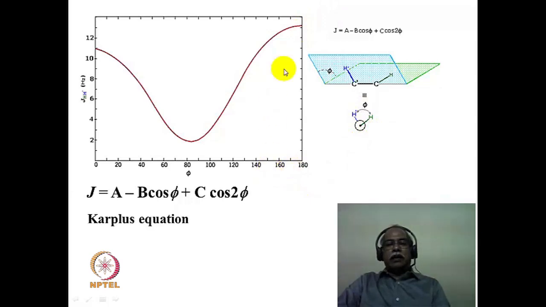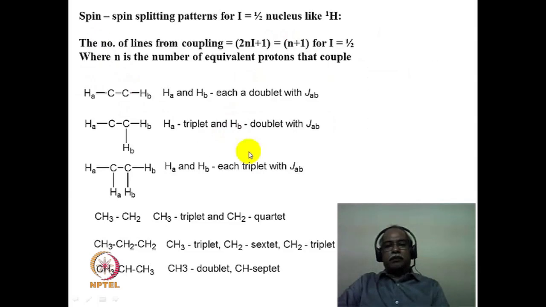In the anti-conformation, you have the maximum J value, which is roughly about 14 hertz or so, whereas when it is at 90 degrees, for example, it has the minimum coupling constant, which is about 1 or 2 hertz. When it is 0 dihedral angle, it has a value of about 10 to 12 hertz in terms of the J value that we are talking about. This is applicable to all vicinal coupling, freely rotating as well as not freely rotating.